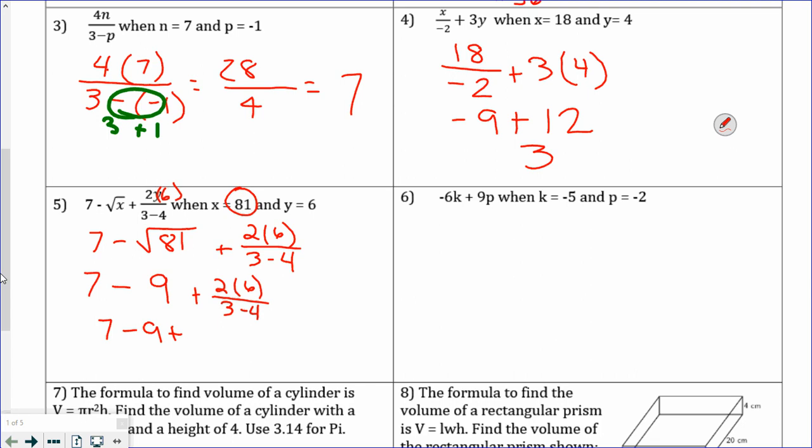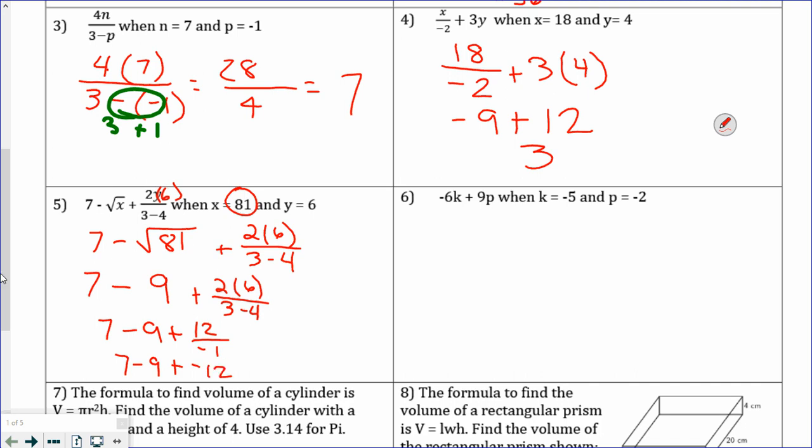So on the numerator, I have 2 times 6. Well, 2 times 6 is 12. So my numerator simplifies to 12. My denominator, 3 minus 4, I'd get negative 1. Next step, 7 minus 9 plus, well, 12 divided by negative 1 is negative 12.